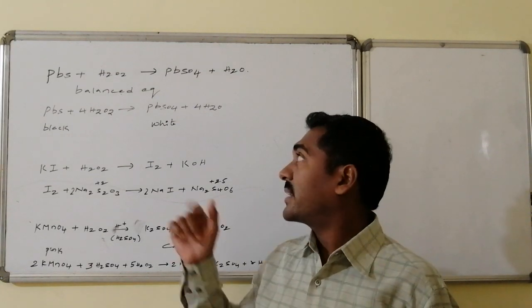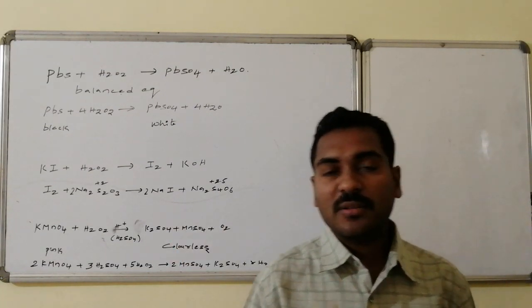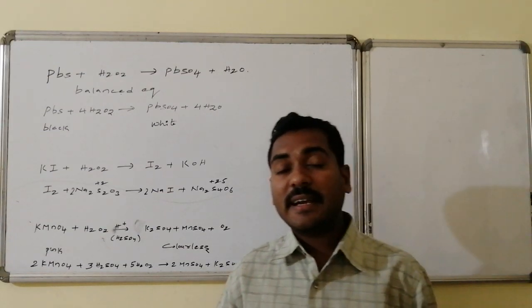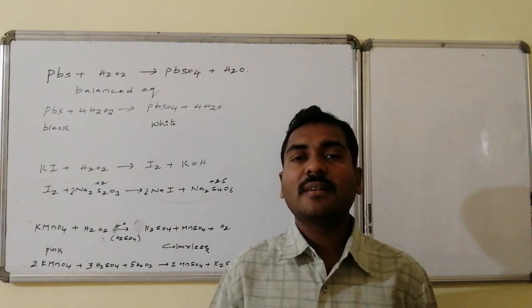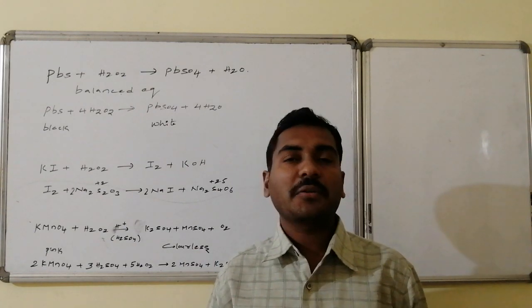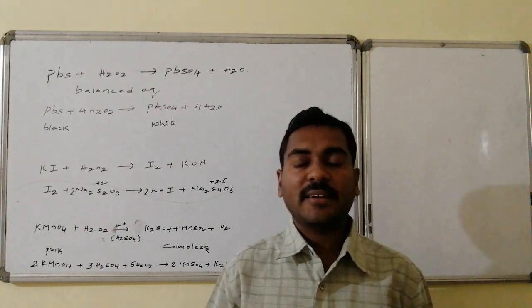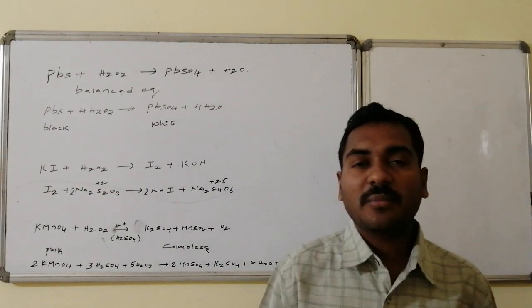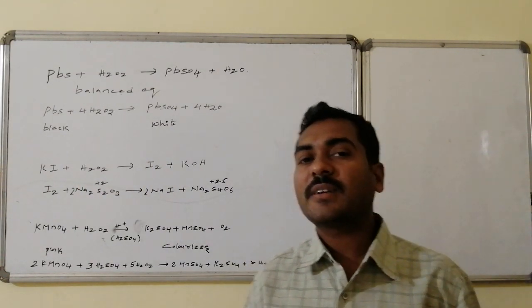This sulfur, on reaction with hydrogen peroxide, where hydrogen peroxide is acting as an oxidizing agent, acts as a source of oxygen and will be converted to water followed by an oxygen atom. That oxygen atom combines with the lead sulfide. 4 oxygen atoms combine with the lead sulfide and it is converted to lead sulfate.